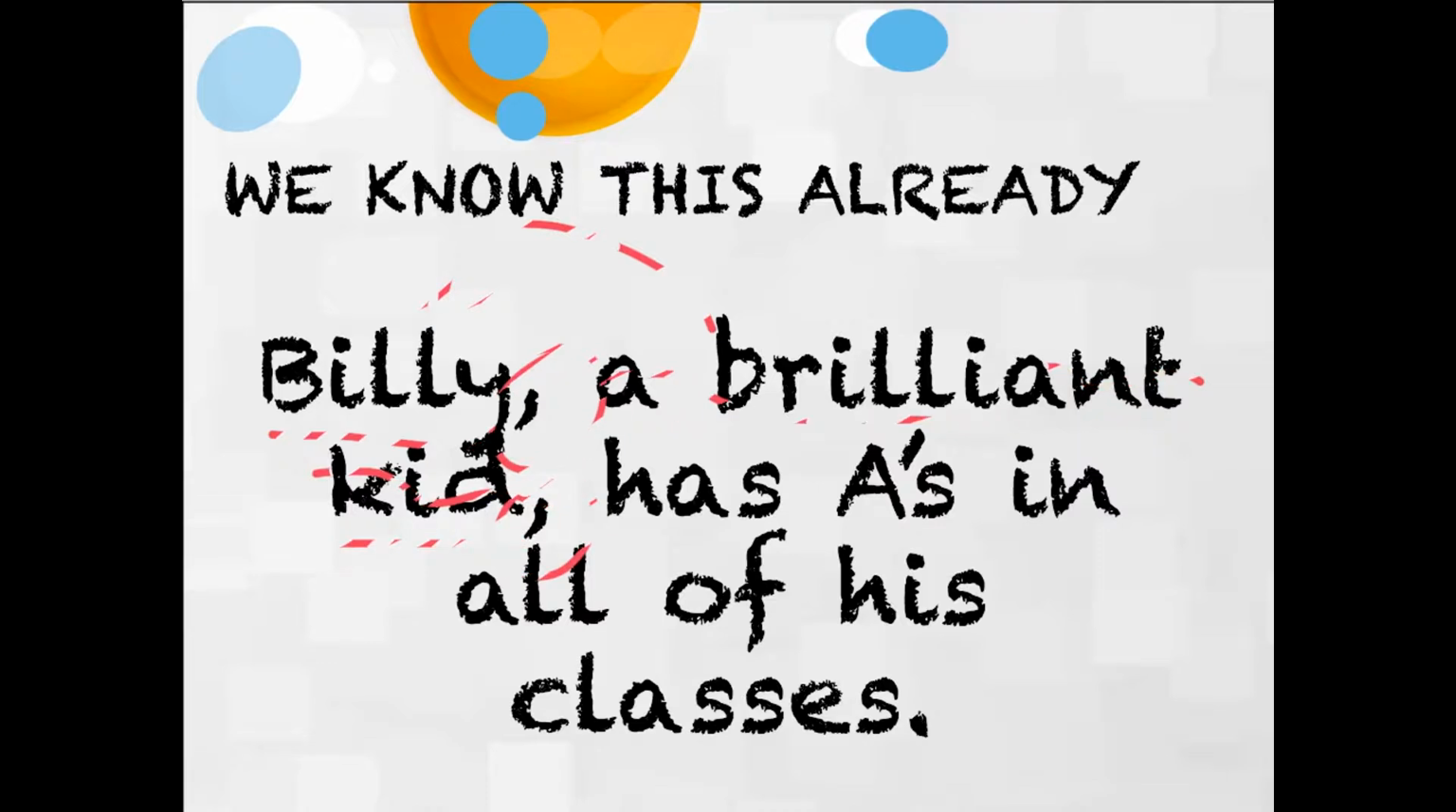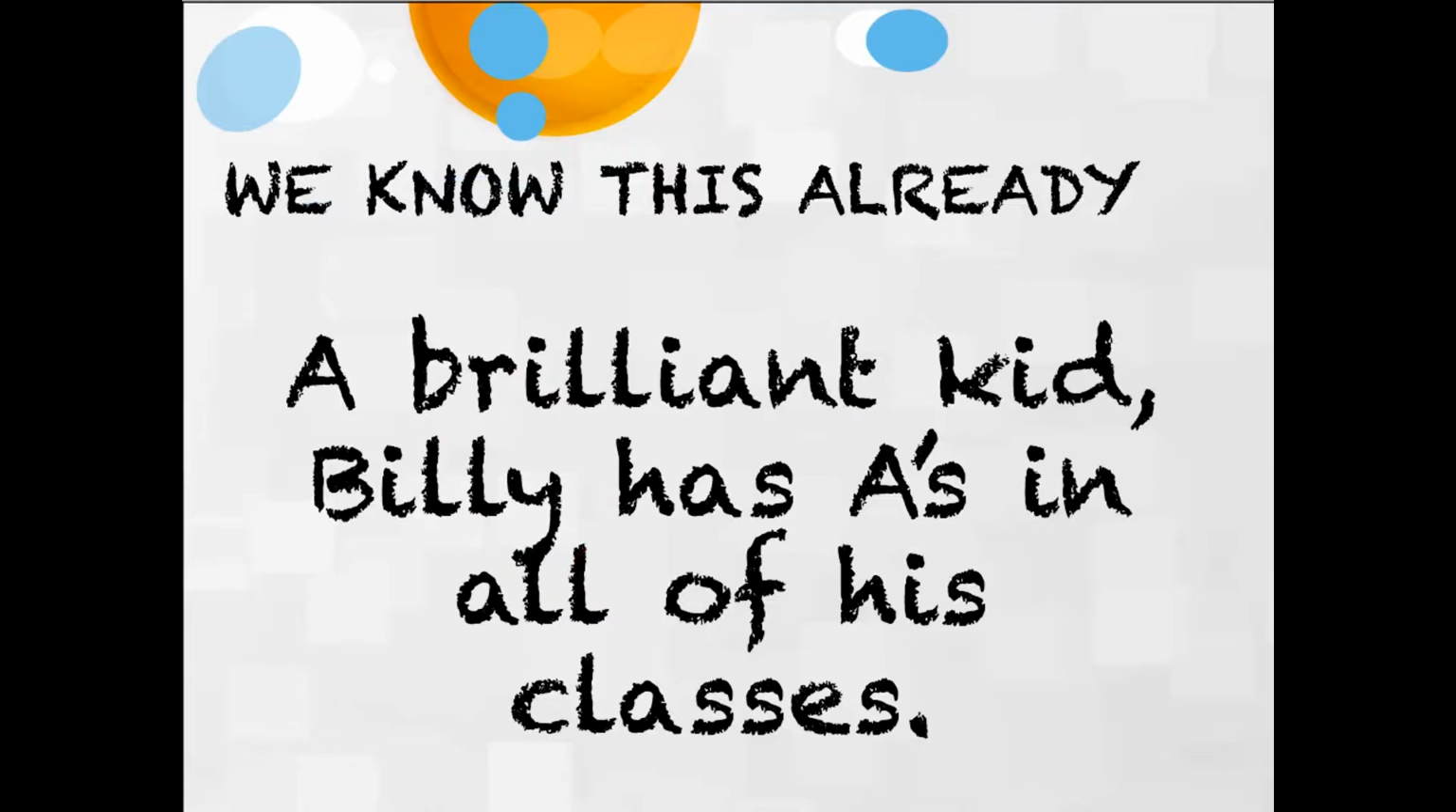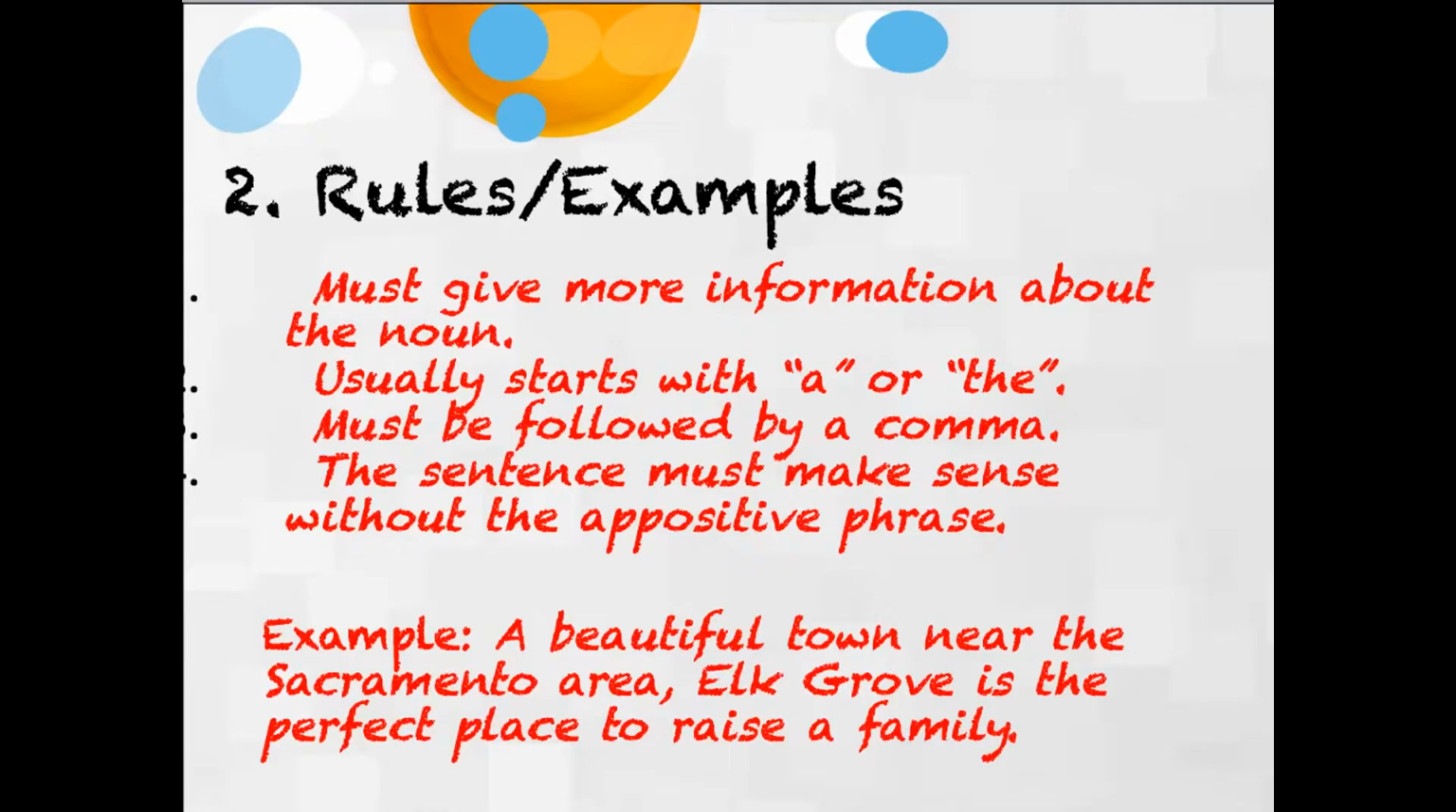We're going to take this appositive here, the one that says a brilliant kid, and we're going to move it to the start of the sentence to give it a little bit of sentence variety. Something like this. Now the appositive comes first. A brilliant kid, Billy has A's in all of his classes. It's just another way to use appositives to add style. So let's move on to that second box now, the rules and examples.